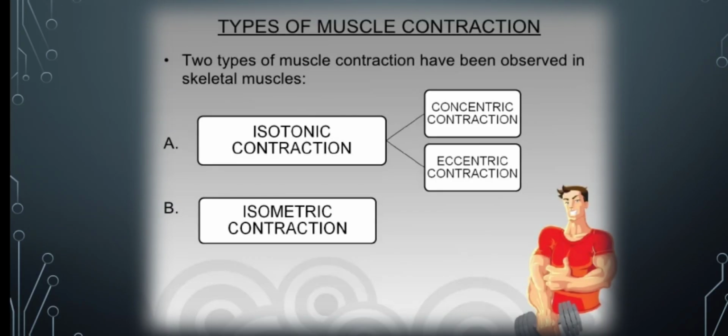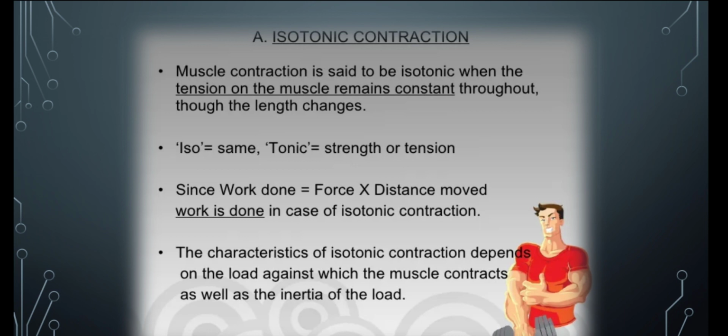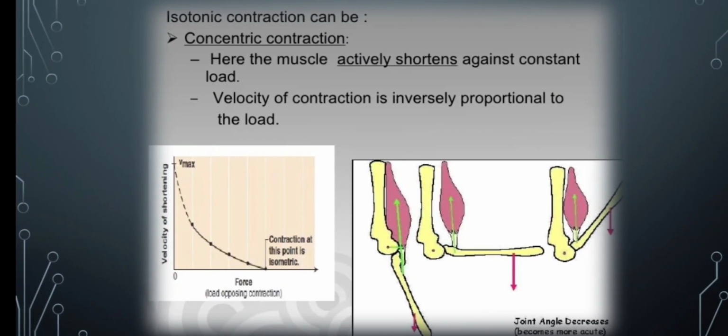Types of muscle contraction. Two types of muscle contractions have been observed in skeletal muscles. The first one is isotonic contraction, and the second is isometric contraction. Isotonic contraction: muscle contraction is said to be isotonic when the tension on the muscle remains constant though the length changes. The characteristics of isotonic contraction depend on the load against which the muscle contracts, as well as the inertia of the load.